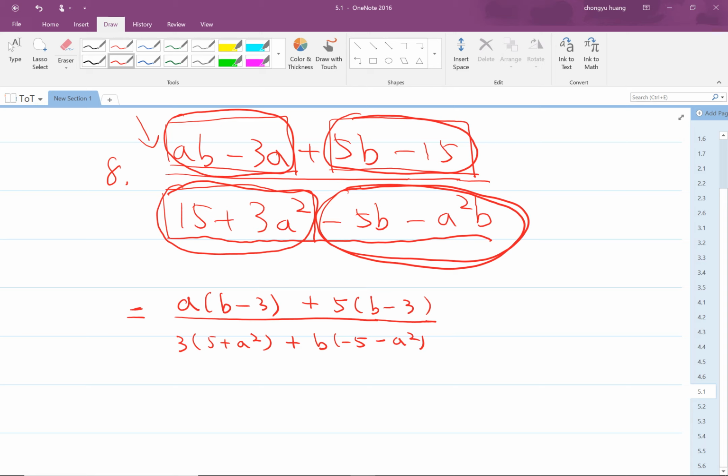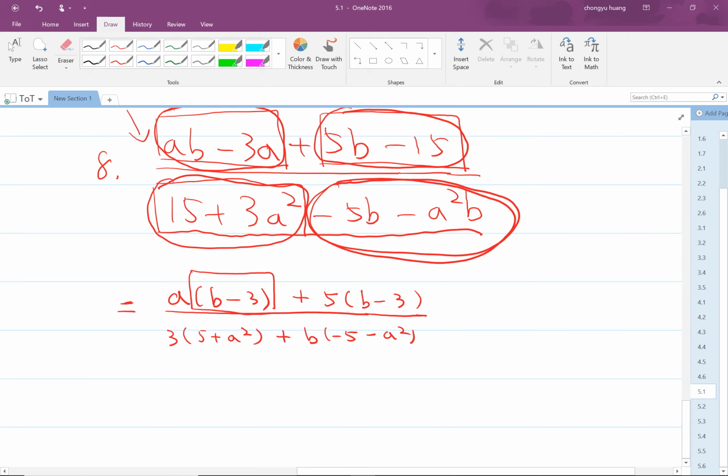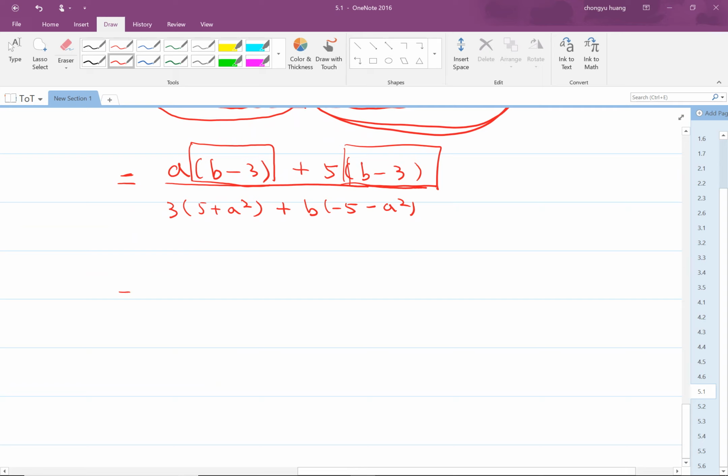So let me repeat one more time. The basic idea of how we solve this problem is we try to combine terms, like we want to factor out with those two terms, and then we try to find the same factor. That's our goal here, so we can factor out one more time. Okay, so let me show you.